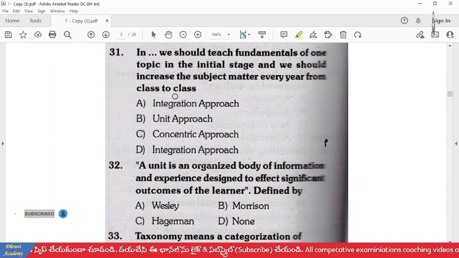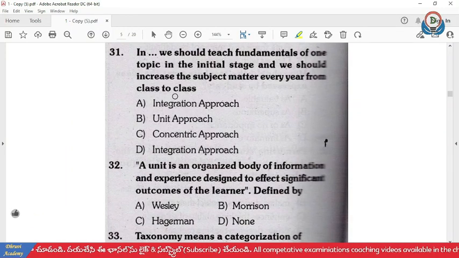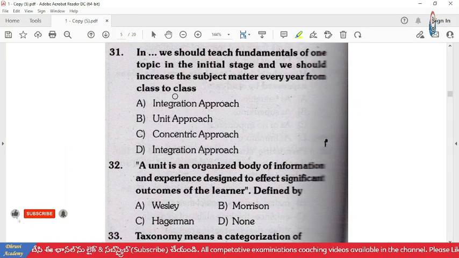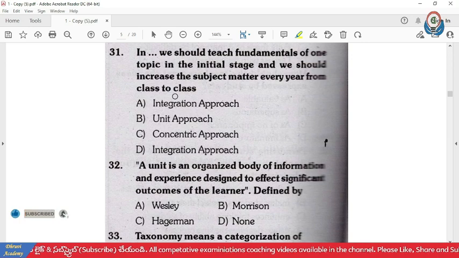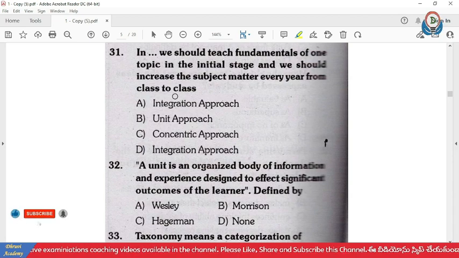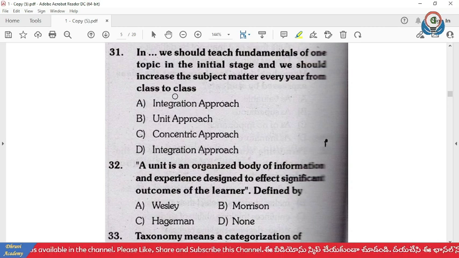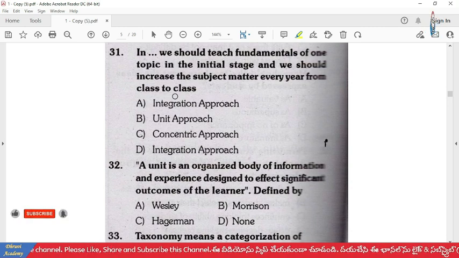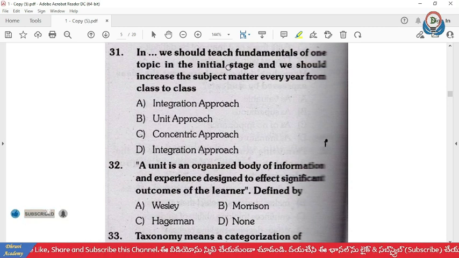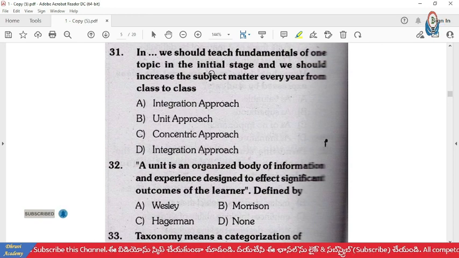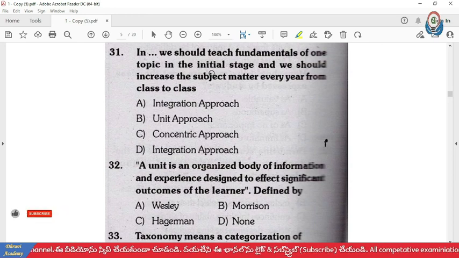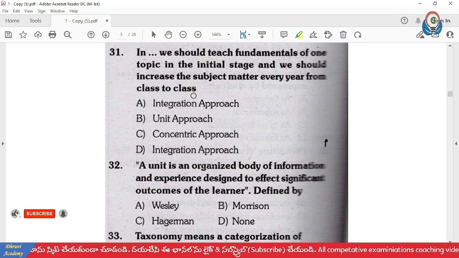In the dash approach, we should teach the fundamentals of one topic in the initial stage, and we should increase the subject matter every year from class to class. A. Integration approach, B. unit approach, C. concentric approach, or D. spiral approach. Its answer is we should teach fundamentals of one topic in the initial stage and increase the subject matter every year from class to class.